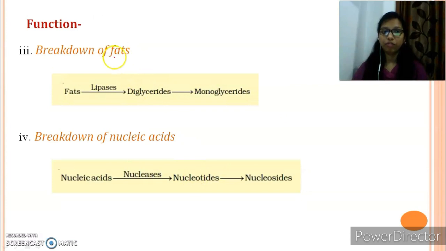Next is the breakdown of fats. Also the fats which are present in the food, they get broken down with the help of the enzyme lipase. Okay, which is activated with the help of bile, and this lipase converts the fats into diglycerides and further it converts it into monoglycerides. Okay, also the breakdown of nucleic acid occurs in the small intestine with the help of the pancreatic juice nucleases. Okay, it breaks the nucleic acid into nucleotide and further it breaks it into nucleosides.